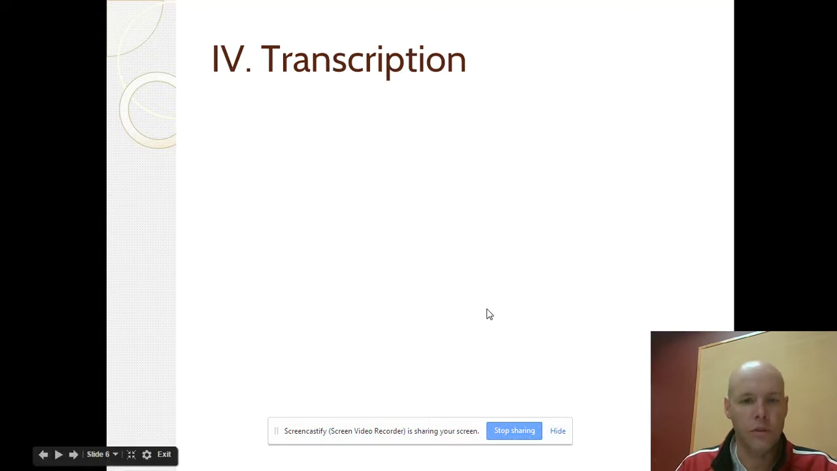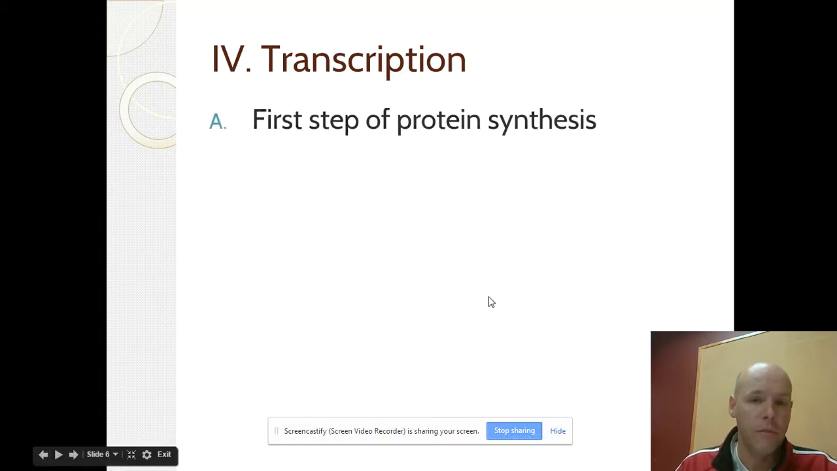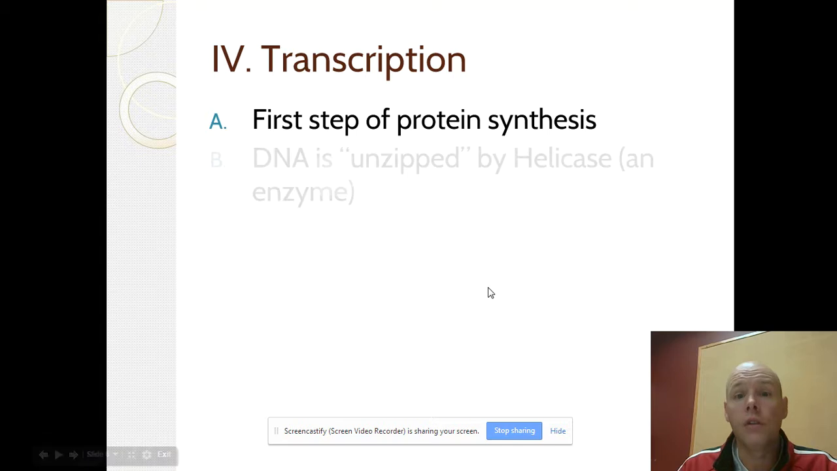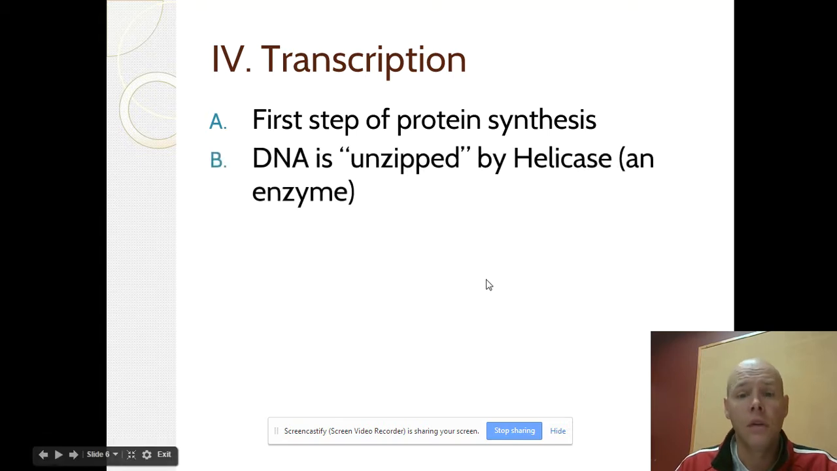So let's talk about transcription. It's the first step of protein synthesis. The first thing that happens is DNA is unzipped by an enzyme called helicase. Helicase breaks the hydrogen bonds between the complementary base pairs, kind of unzipping the DNA, opening it up.